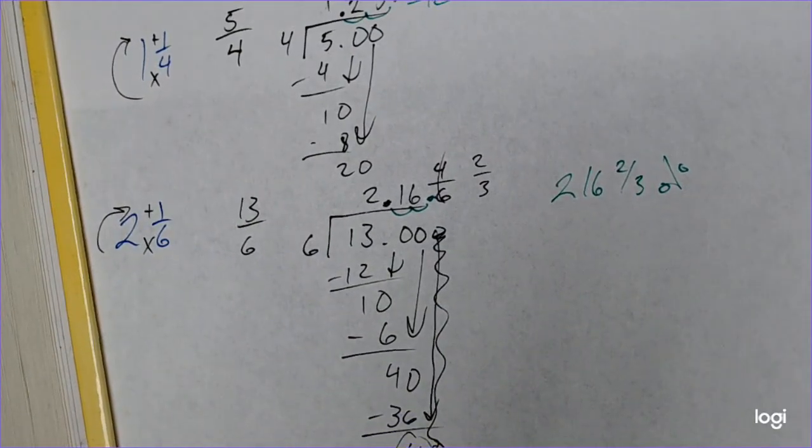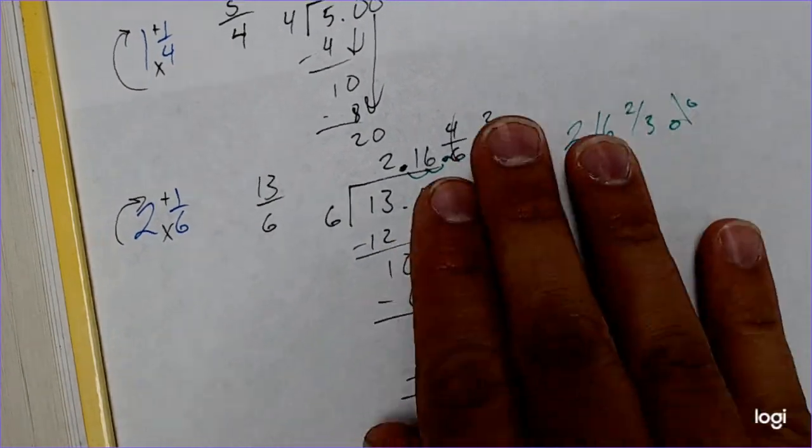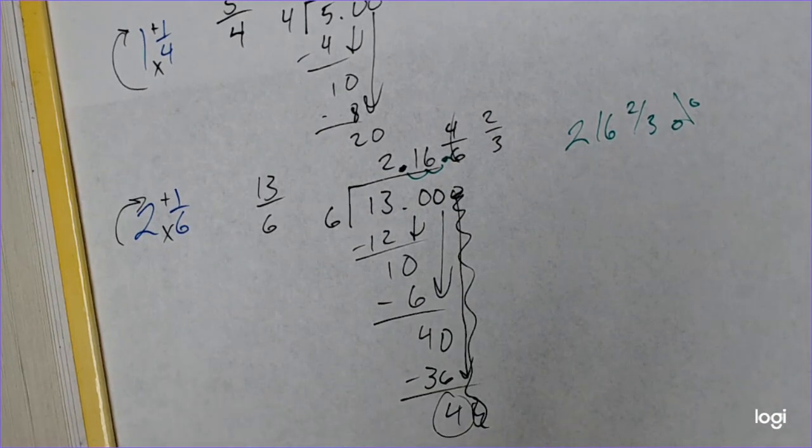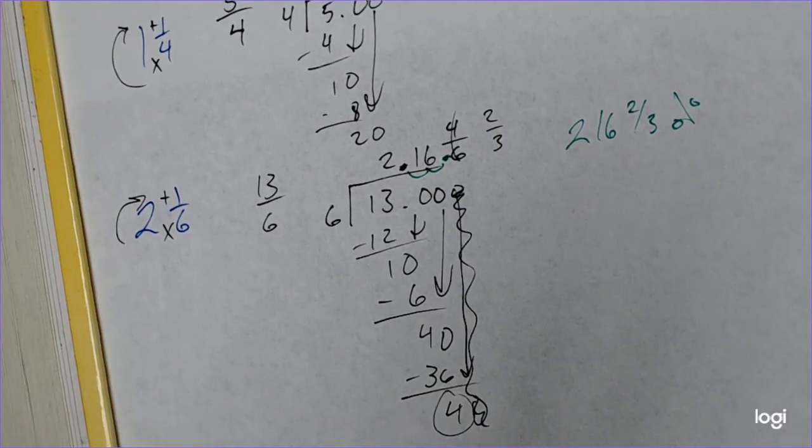All right, and that's the hard version. So if you get a decimal number that starts repeating infinitely, you just take the remainder, write it as a fraction, and you're done.